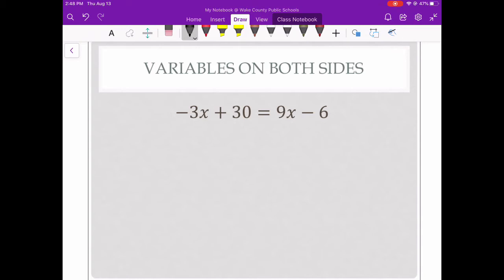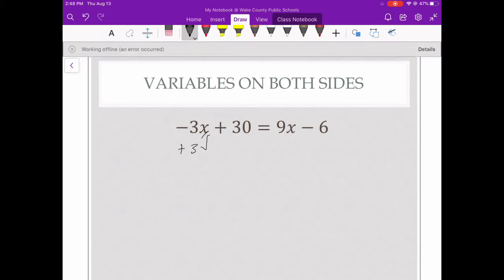All right, so I'm going to just go ahead and work this how I would do it. I'm going to deal with the variables first. So I'm going to get the variables with the variables and the numbers with the numbers. So 9x is bigger than negative 3x. So I'm going to send all the variables to the right, which means all the constants or the numbers go to the left. All right, here we go. So the opposite of negative 3x is plus 3x. So, oops, let's try that again. We're going to add 3x to both sides.